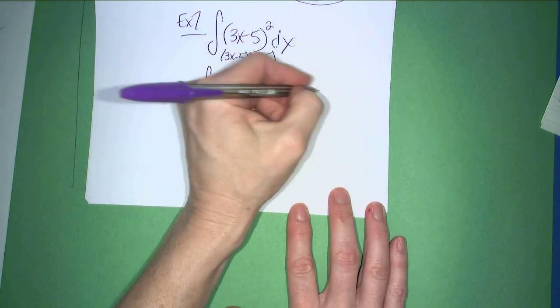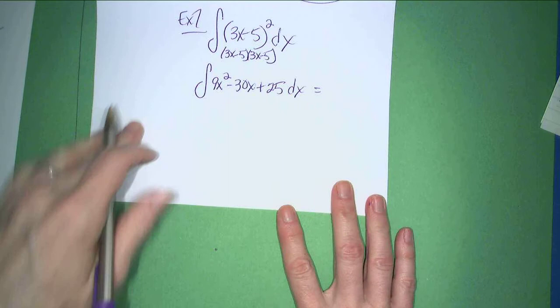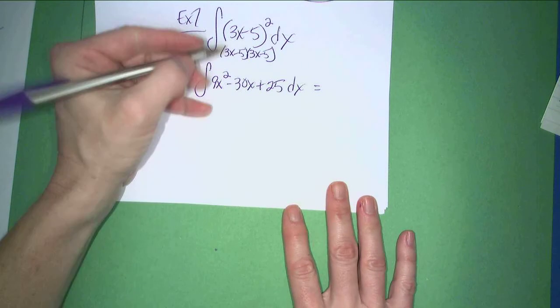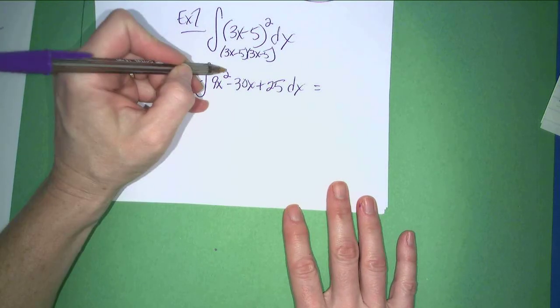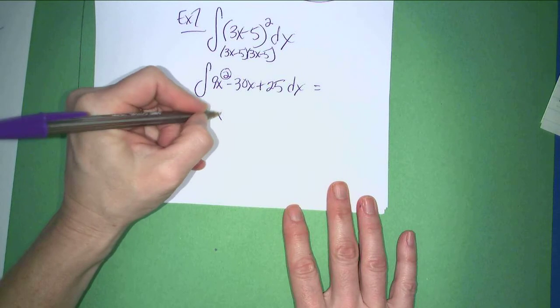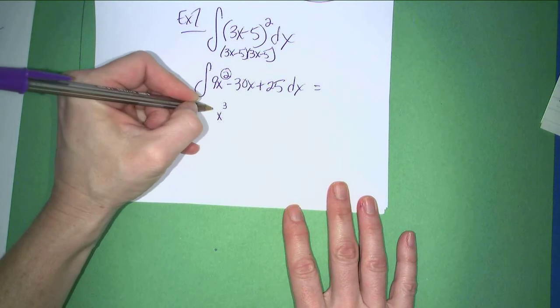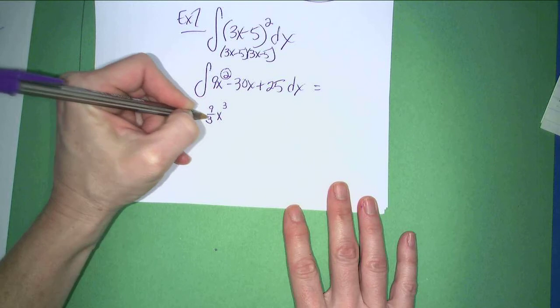And if I just go term by term, using my rule, I should have my antiderivative. So let's do it. So I'm going to add 1 to this 2. So x to the 3rd. I'm going to take the 9 and divide by the new exponent. See how those match?